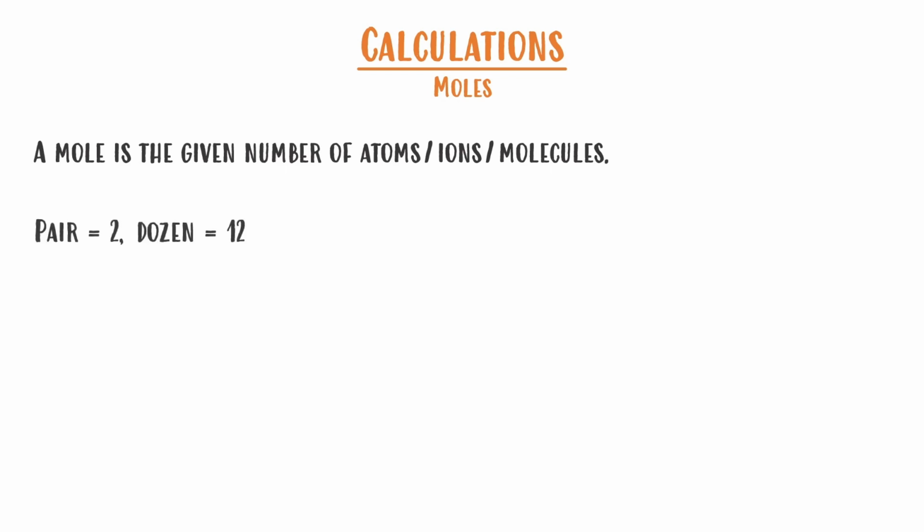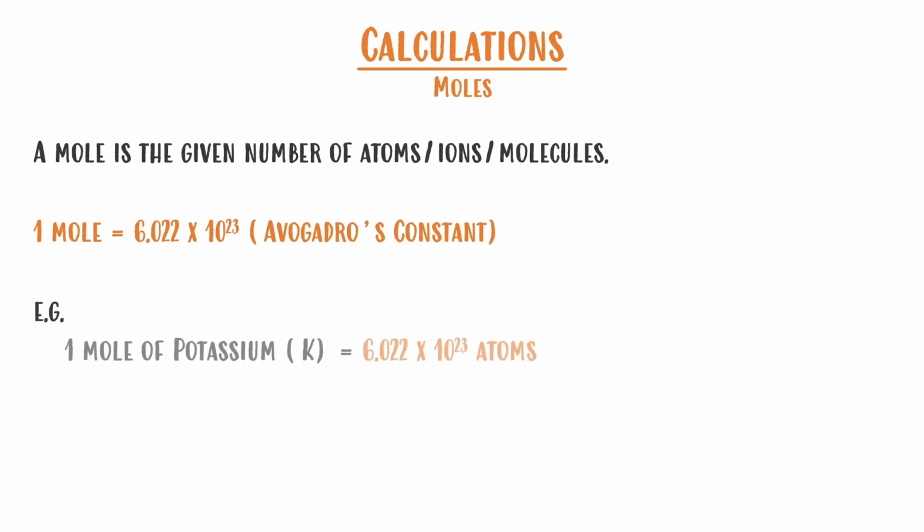So for example, if a pair stands for 2 and a dozen is 12, well, one mole is 6.022 times 10 to the power of 23. And we call this Avogadro's constant. And you do need to know this number. It's not given to you in the test.